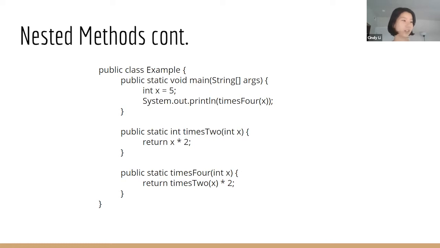Okay, very good. Everyone got it correct. It is 20. And the way that this works is the computer goes to here, it goes to times 4, and after it gets in times 4, it goes to times 2, and times 2, 2 times 5 equals 10. And after it comes back, this returns 10. So this equals 10 times 2. So 10 times 2 equals 20, and it returns 20. And that's how it works. Very good.